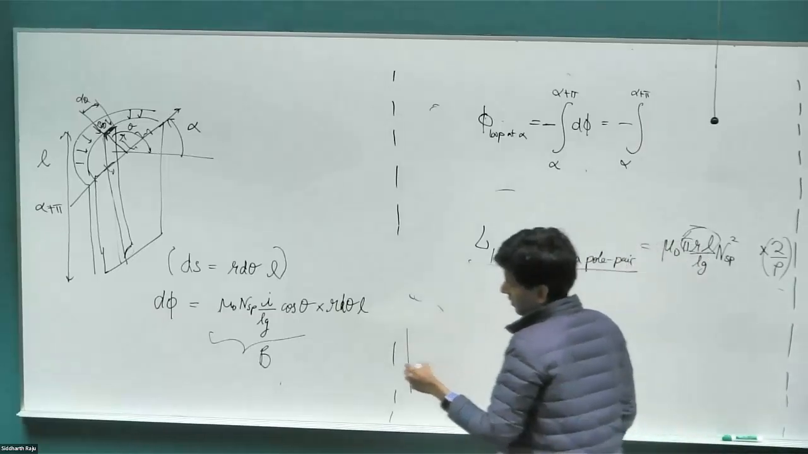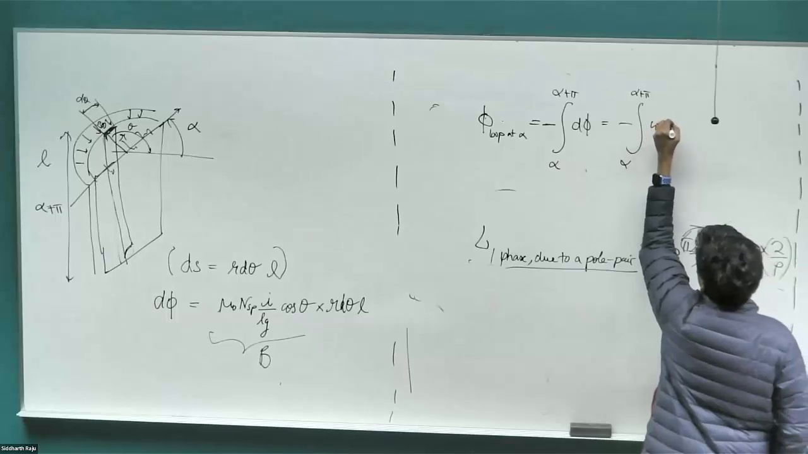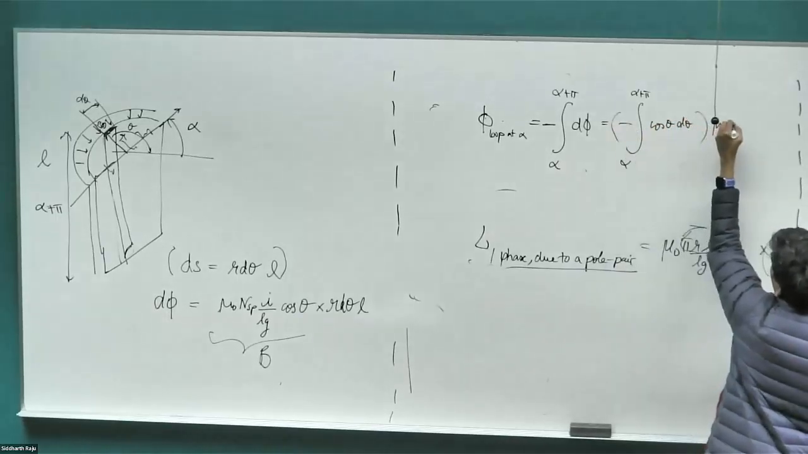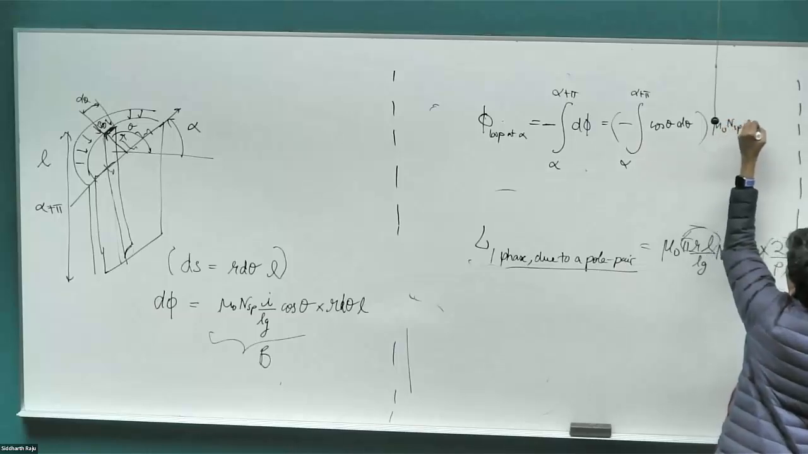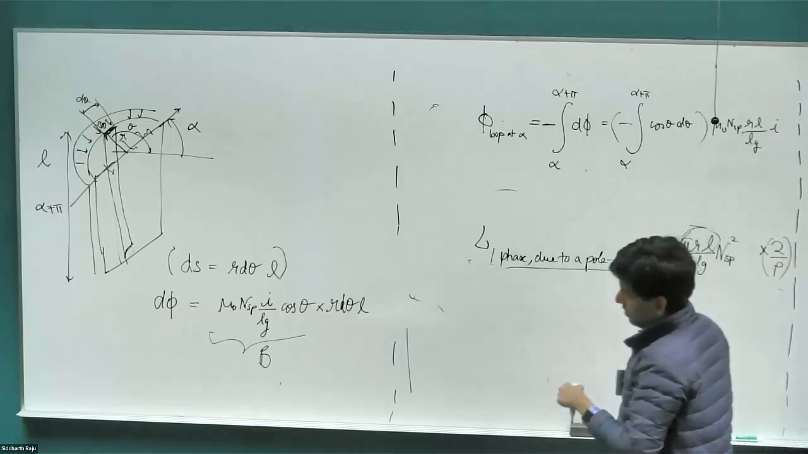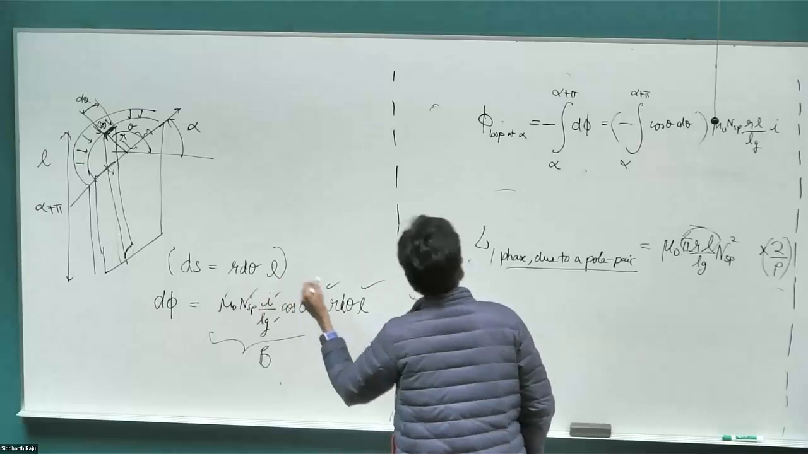Everything else is a constant. The only term is cos theta d theta, and the integral of cos theta d theta. The rest of the term is just mu naught N_S P R times L divided by L_G times I. So R times L, N_S P, L_G, mu naught times I.